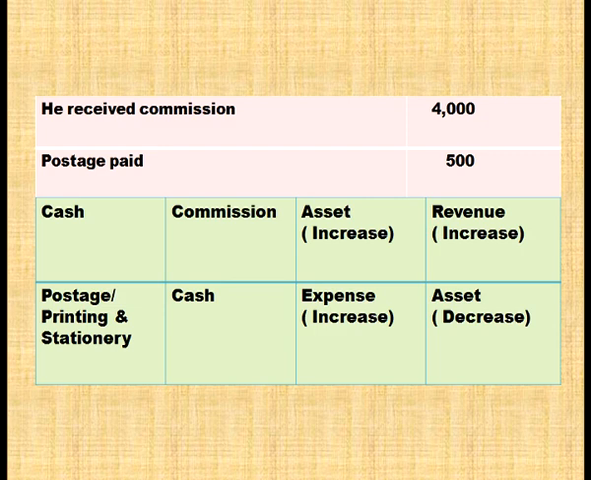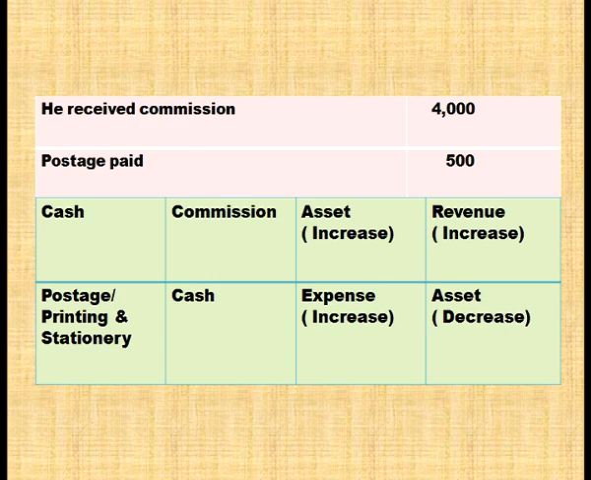Commission being a revenue for the business. Rule for revenue account, when it is increased, it is credited. When it is decreased, it is debited. So commission account is increased. So it is credited. Cash account debit, commission account credit.